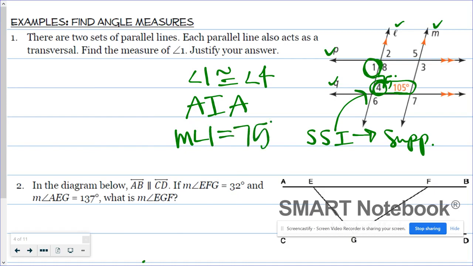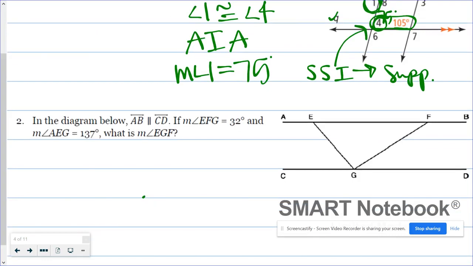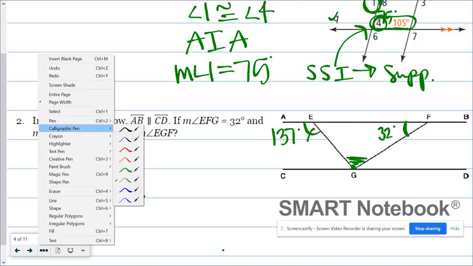In problem 2, it says in the diagram below, AB is parallel to CD. We know the measure of angle EFG, so that's this angle right here, is 32 degrees. And the measure of AEG, so that's this angle right here, is 137 degrees. We want to figure out what is the measure of this angle here, EGF. So what are some thoughts?